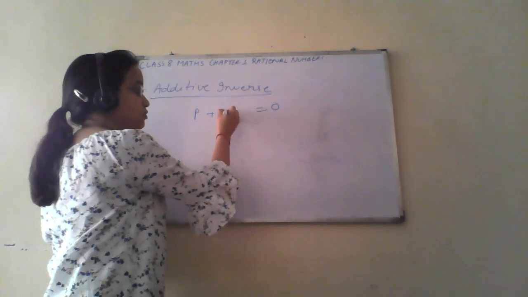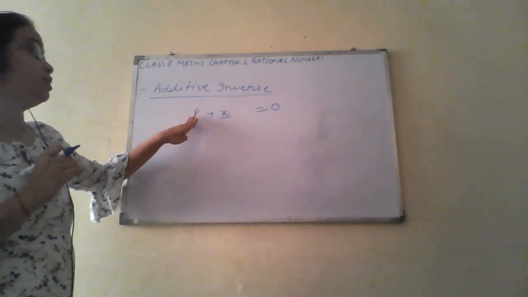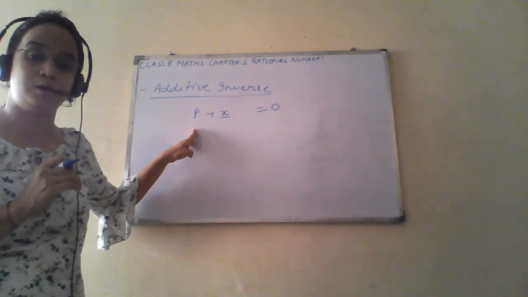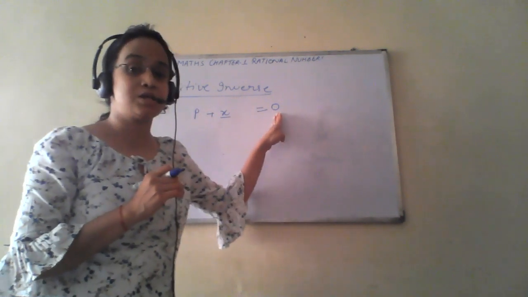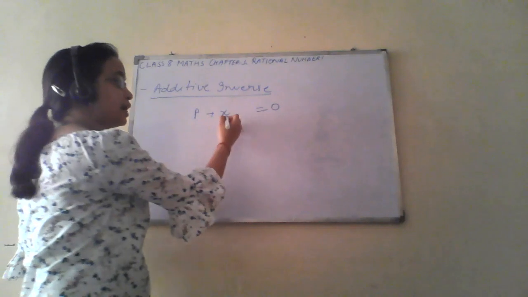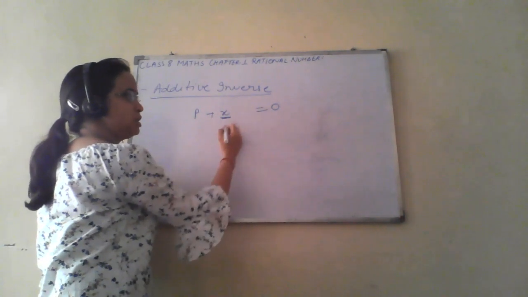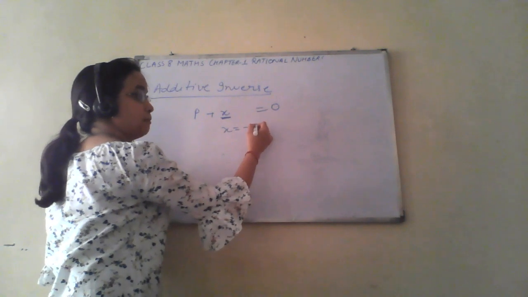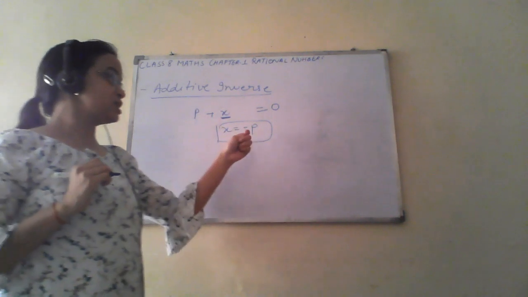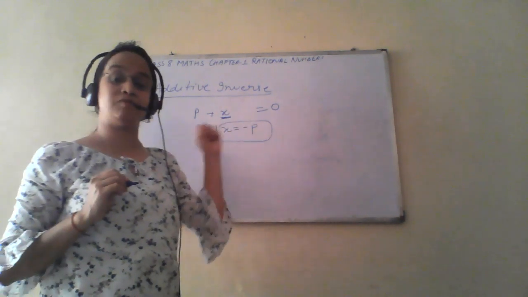Suppose we take additive inverse as x. Additive inverse of a number p is that number which when added to p will give the result 0. Now what could be this x? What could be this additive inverse x? If we solve this expression, x will become minus p. What does it mean? What is minus p? It is the same as the number p but with a negative sign.